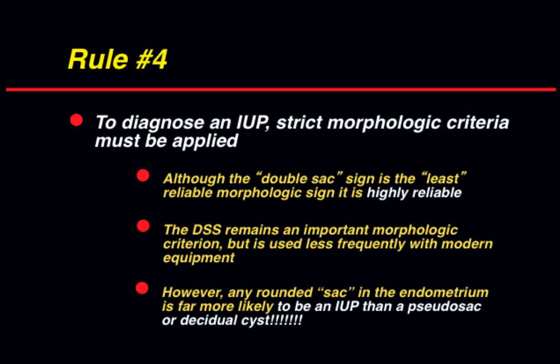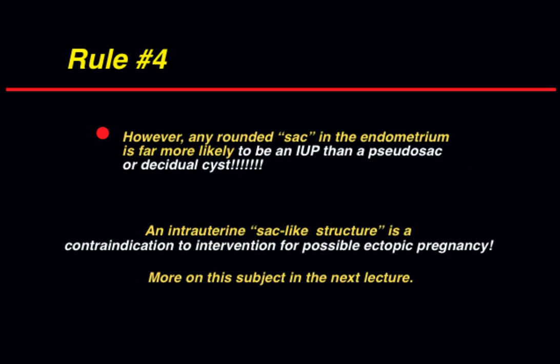Very importantly, although we exercise considerable caution before declaring that any sac-like structure is an intrauterine pregnancy, it is clearly evident in recent research at Harvard that any rounded sac-like structure in the endometrium is far more likely to be an IUP than a pseudosac or decidual cyst. Therefore, under the circumstances of seeing a rounded sac-like structure, more evaluation is necessary.